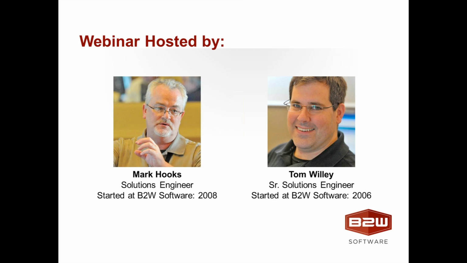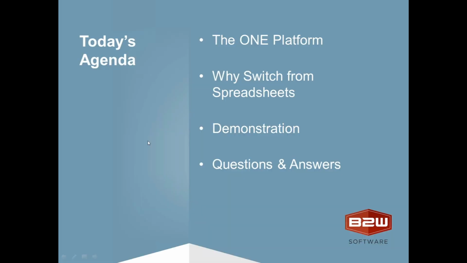All right, so today's agenda: we're going to start with the one platform. The one platform is basically all the product offerings or solutions that we have here at B2W Software. Then we'll go on to some bullet points on why people switch from spreadsheets. We'll then do a demonstration of the B2W Estimate product. As I mentioned, we'll have an area at the end of the session where we can go through and take some final questions and answers at the end of the webinar today.